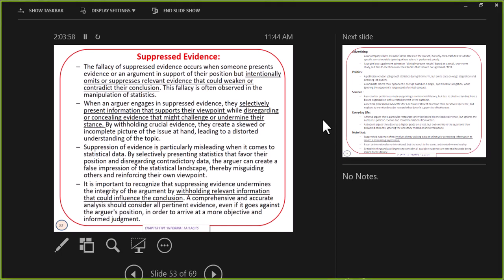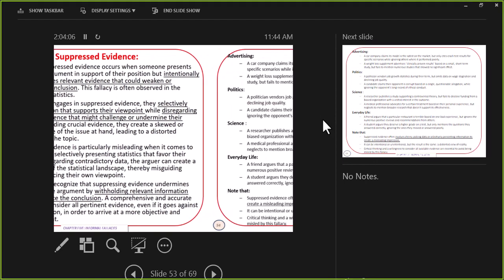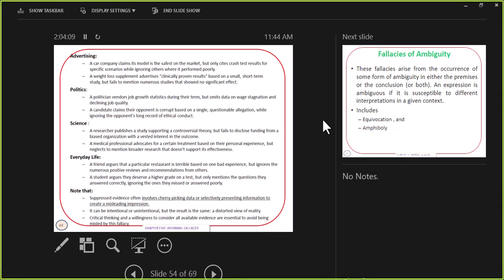It can occur in areas such as advertising, politics, science, and everyday life. You can easily detect suppressed evidence when the arguer or writer tries to conceal or hide relevant evidence, and comes up with superficial evidence that tends to support their conclusion. A car company claims its model is the safest on the market, but only cites crash test results for a specific scenario while ignoring others where it performs poorly, right? Suppressed evidence often involves cherry picking.